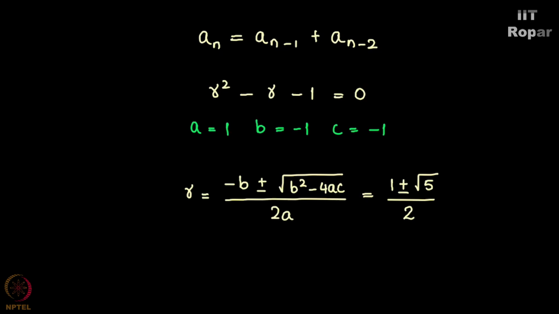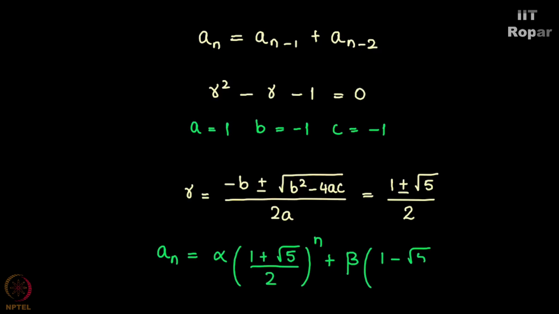These are the two roots of this quadratic equation, and we know how to write what is called the general solution. So AN will be equal to alpha times the first root plus beta times the second root, and each root should be to the power n. So AN will be alpha times 1 plus root 5 by 2 whole to the n plus beta times 1 minus root 5 by 2 whole to the n.